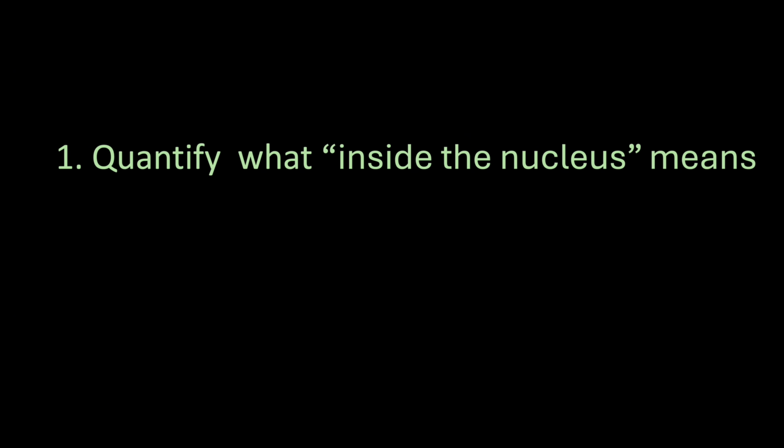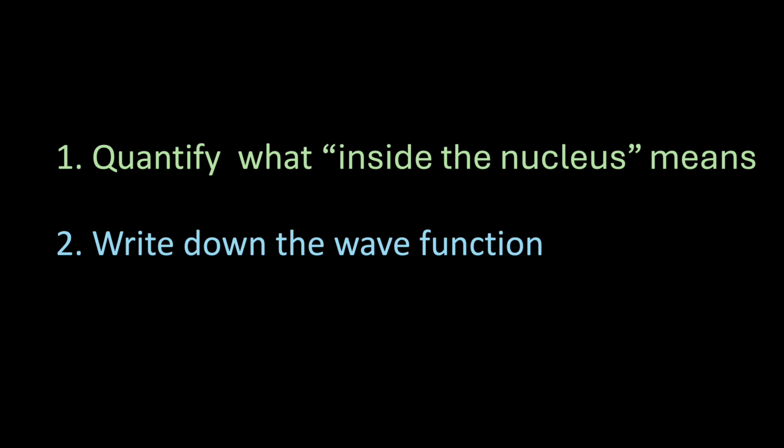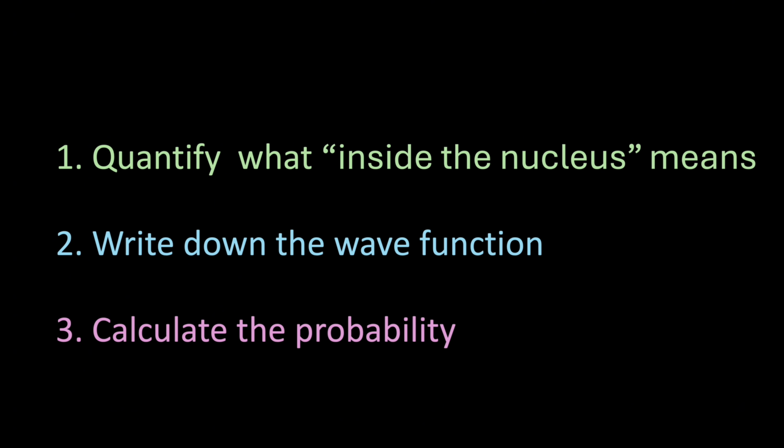First, we will quantify what inside the nucleus actually means, then write down the wave function to describe the electron, and finally, we will use the wave function to calculate the probability that the electron is found within the nuclear volume of space. Okay, so let's begin.